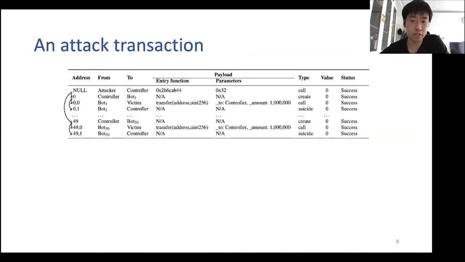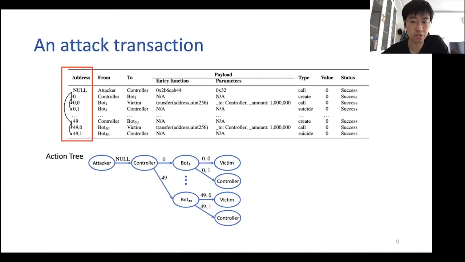We show the traces of a single attack transaction here. The attacker first used a controller contract to generate 50 bot contracts, and each of them then called the transfer function of the victim contract to collect the airdrop and transfer the airdrop back to the controller.